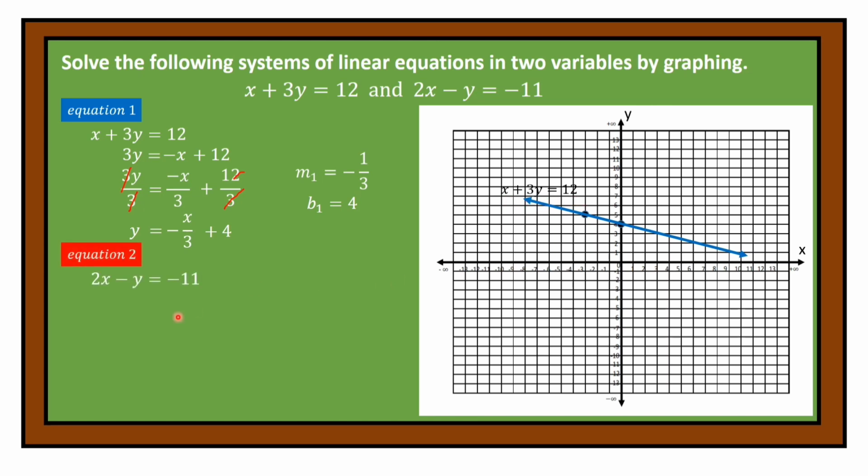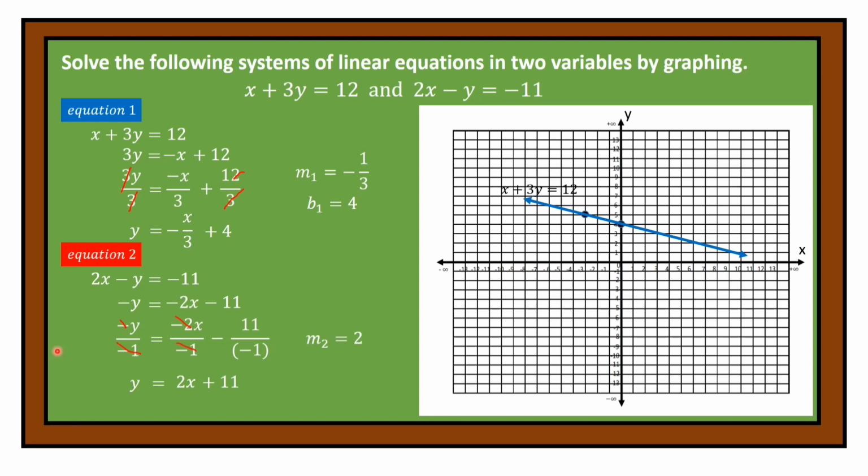Next, let us go to equation 2. We have 2x minus y equals negative 11. Let us make it slope-intercept form. We have negative y equals, transposing 2x, negative 2x minus 11. Since we have a negative coefficient, we divide the whole equation by negative 1. Negative y divided by negative 1 cancels out, so y equals negative 2x divided by negative 1. Negative divided by negative results in positive, so we get 2x, and minus 11 over negative 1. Since the signs are the same, the answer is positive, so we have plus 11. We now have y equals 2x plus 11.